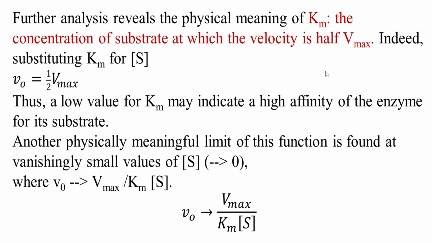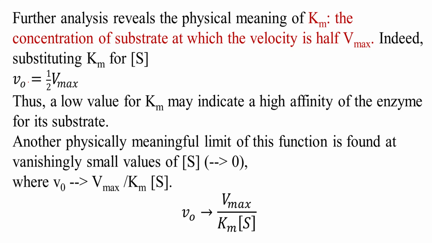Now, further analysis revealed the physical meaning of Km: the substrate concentration at which V is half of Vmax. Naturally, when we are defining our Km, we define it as the substrate concentration at half the maximum velocity. So substituting Km for S will give us that V0 will be equal to half Vmax when you substitute that in our equation.